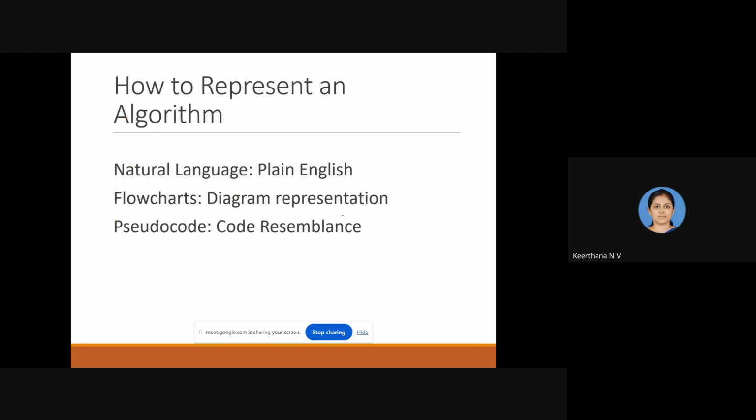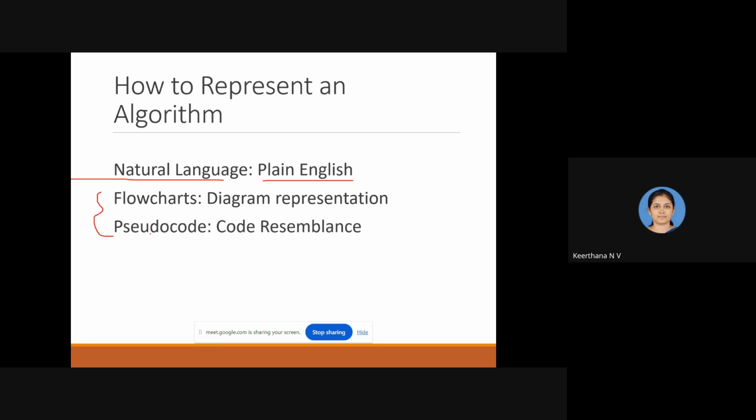How to represent an algorithm. Your algorithm representation should be in natural language, that is, plain English. You can also represent an algorithm by means of a flowchart and pseudocode. I will be covering both flowchart and pseudocode. A flowchart is a diagrammatic representation of an algorithm, and pseudocode resembles code, but it is not exact code.